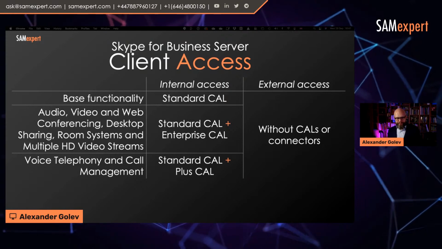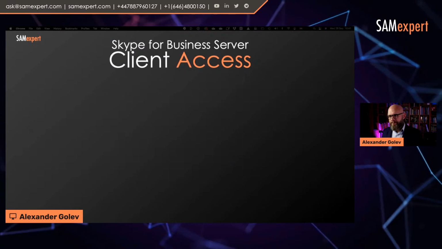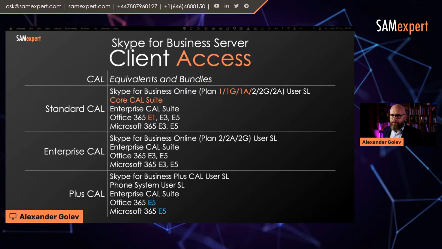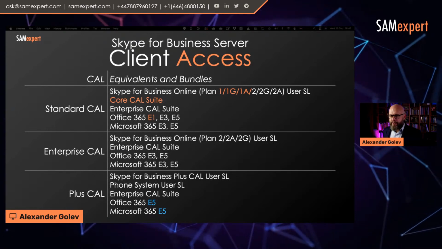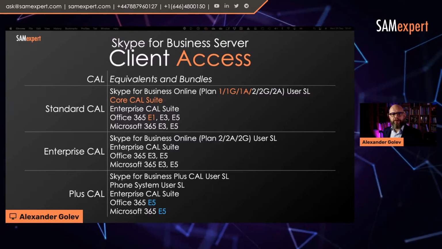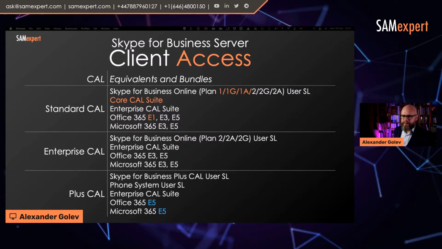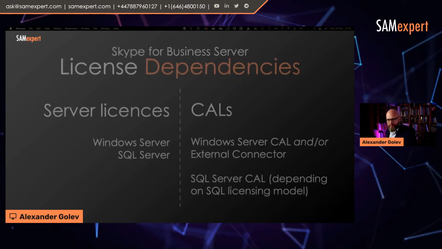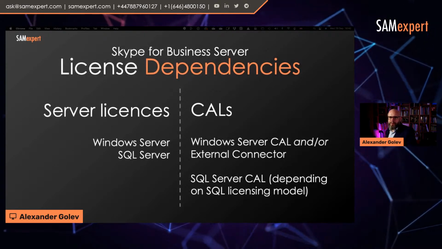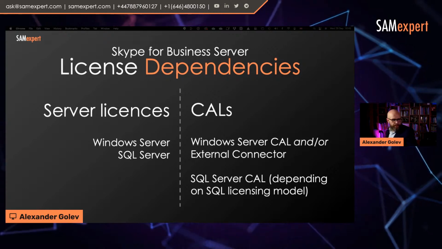External access is entirely without any licenses, not dependent on anything. What else do we have here? Yeah, CAL equivalents. You can see that Plus CAL is only included in the highest Office 365 and Microsoft 365 packages, because it's a voice, an expensive functionality, I would say that. License dependencies also require Windows Server and SQL Server, like SharePoint, so pay attention to that.